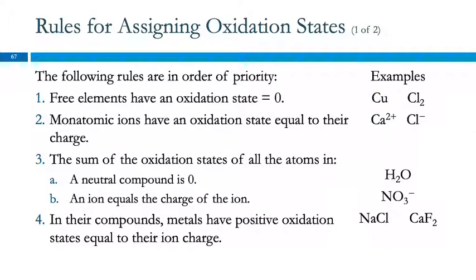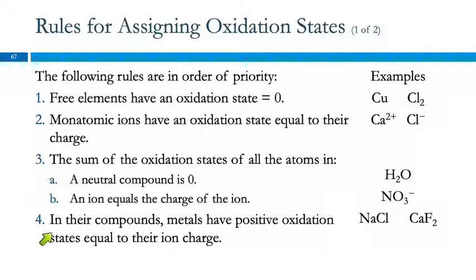Well, we can look at the periodic table and maybe get an idea of what it might have, but as it's written here, it has no charge. And Cl2, no charge. So those oxidation states are 0. Monatomic ions, a single atom that becomes an ion like calcium or chloride, the oxidation state is the same as its charge. So calcium has a +2 oxidation state, chlorine has a -1 oxidation state.